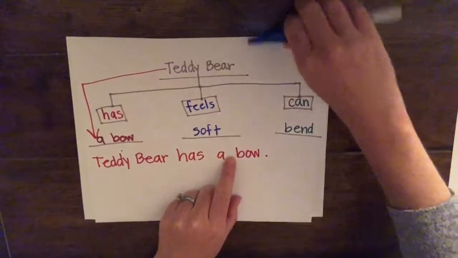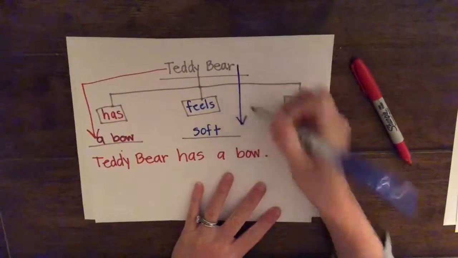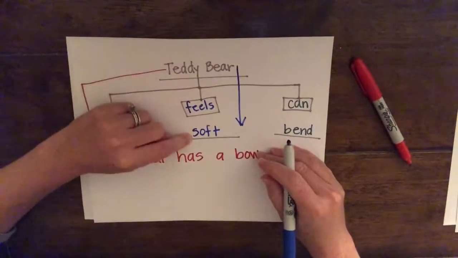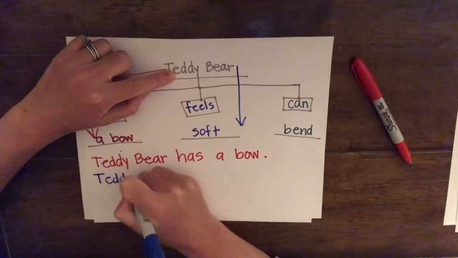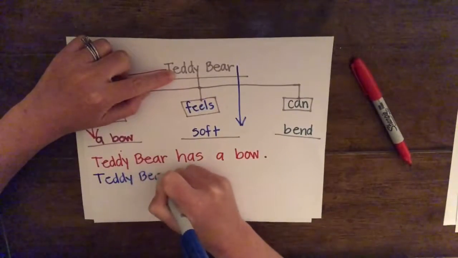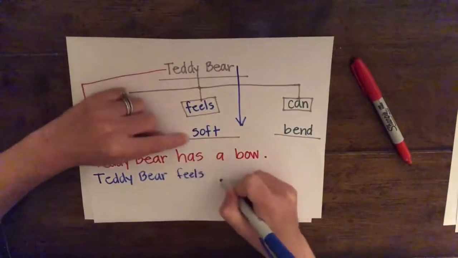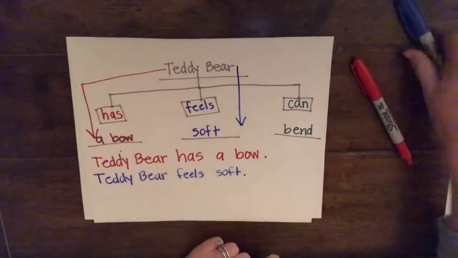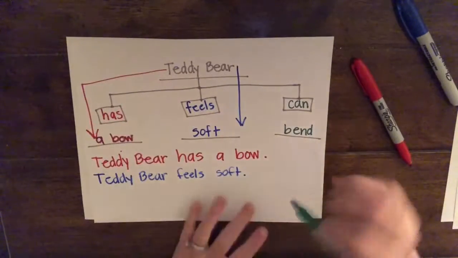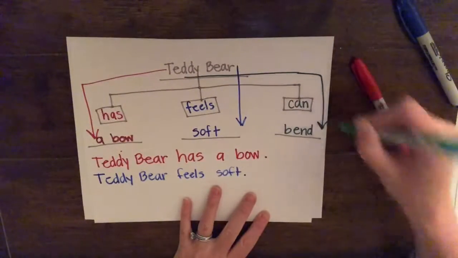My next sentence, I'm just going to go straight down here. Teddy bear feels soft. So let's model writing a capital letter at the beginning. Teddy bear feels soft. And what do I need at the end? I need my period. And my last sentence, teddy bear can bend.